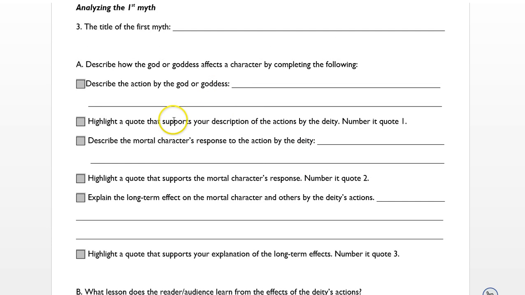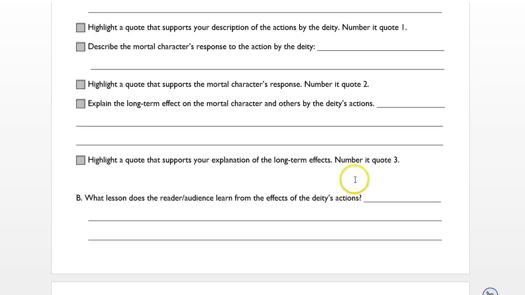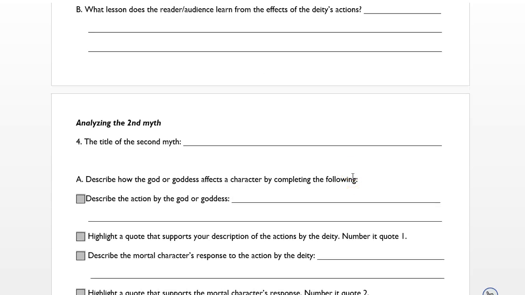And I know I say mortal character here, but I'm thinking particularly about Origin of the Seasons. Because in that one it's all gods or goddesses, if you wanted to use that myth, that would be acceptable. You could do that and just say how the god affected the other characters in the myth. It would be nice in terms of the long-term effects if you could think about how that played out for the mortals involved. But you could certainly use that myth.